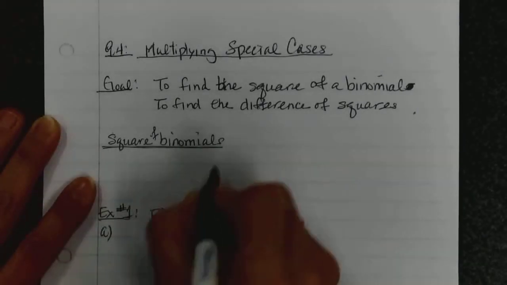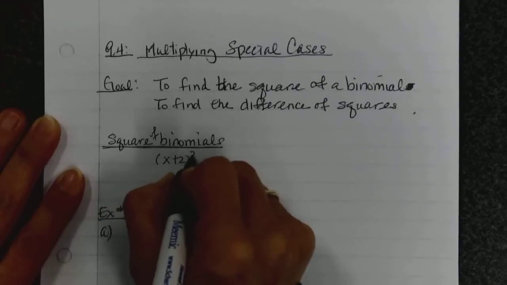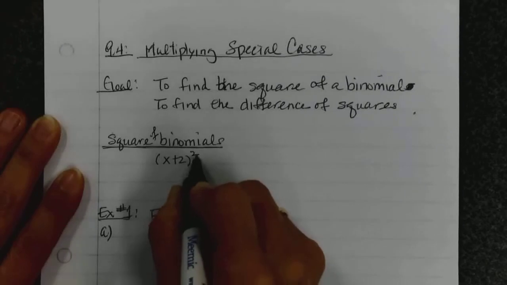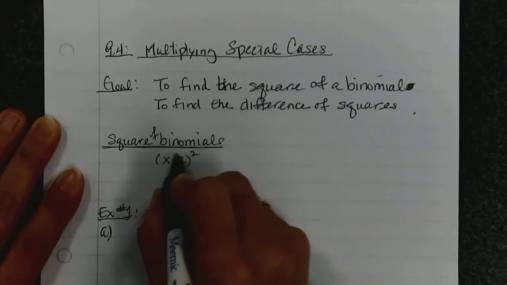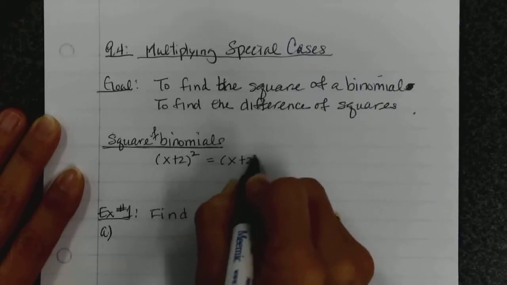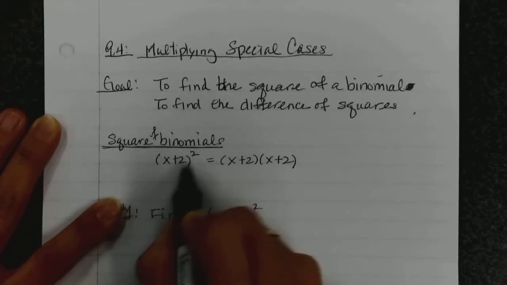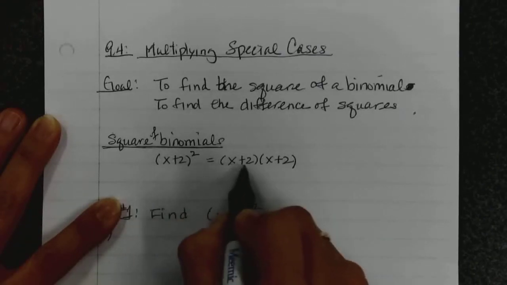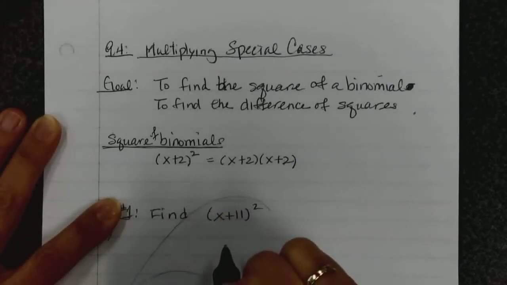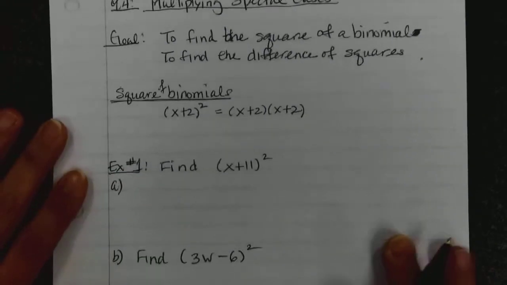Square of a binomial means if I had x plus 2 to the second power, this means squaring a binomial. Squaring a binomial means that you multiply x plus 2 by itself, so it's x plus 2 times x plus 2. So what I would do is rewrite this as a product of two binomials, and then we use the distributive property or FOIL method to multiply that out. So let's apply that to this one.